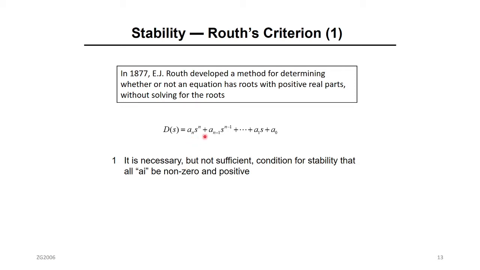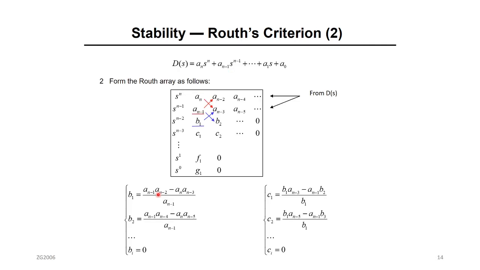So you check all the coefficients. They must be non-zero and positive. If one of the coefficients is equal to 0, or one of the coefficients is negative, that means right away you can say the system is unstable. There must be an unstable root. Otherwise, you have to go to the next step. What's the next step? Next step is to build the Routh array.